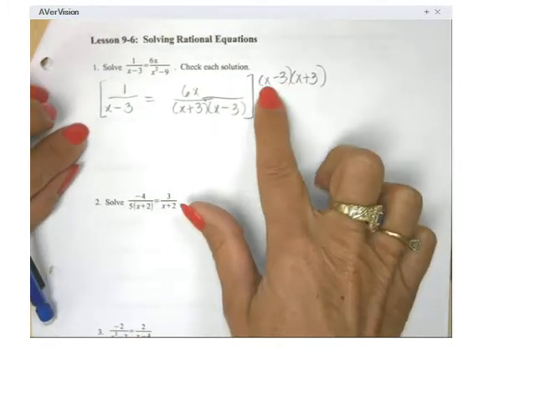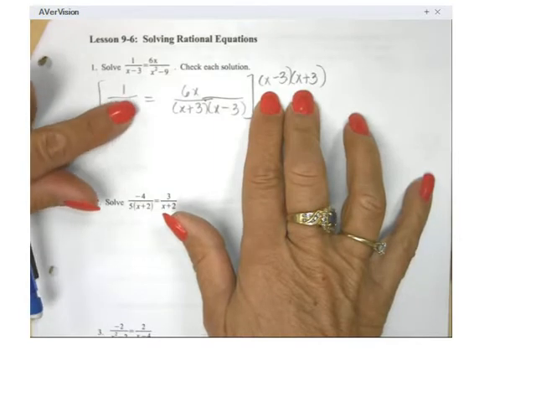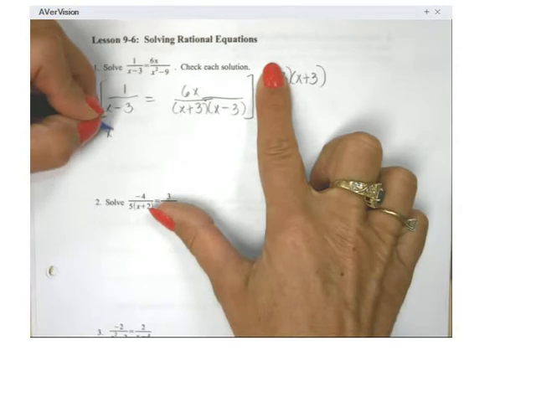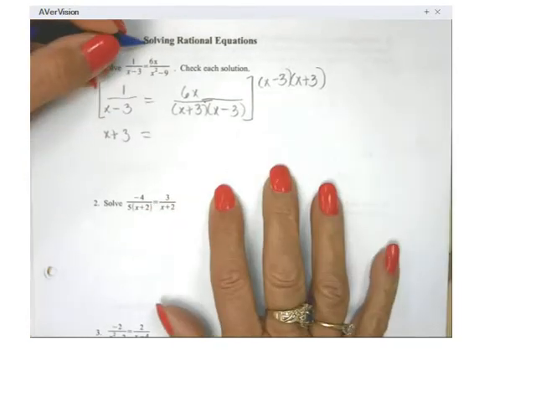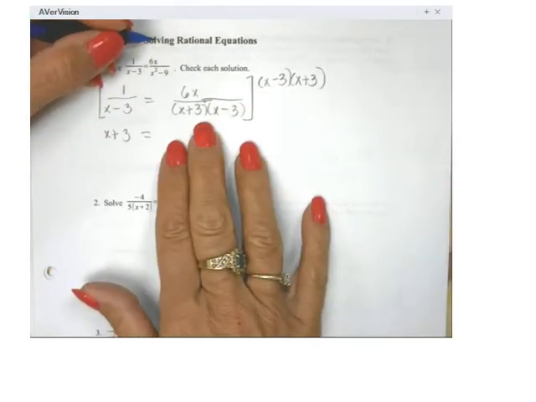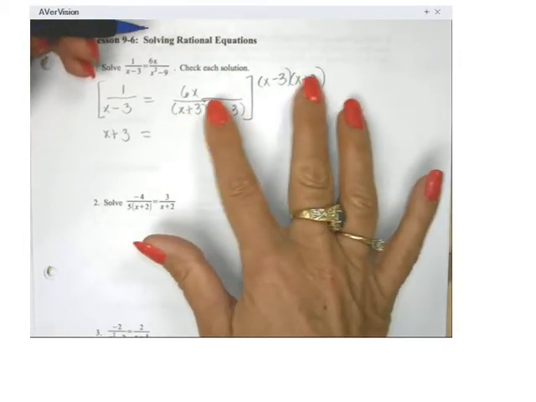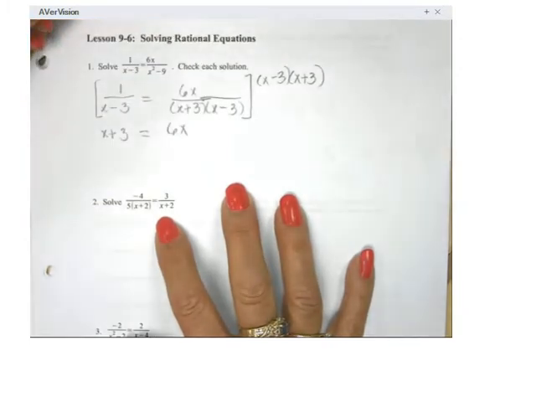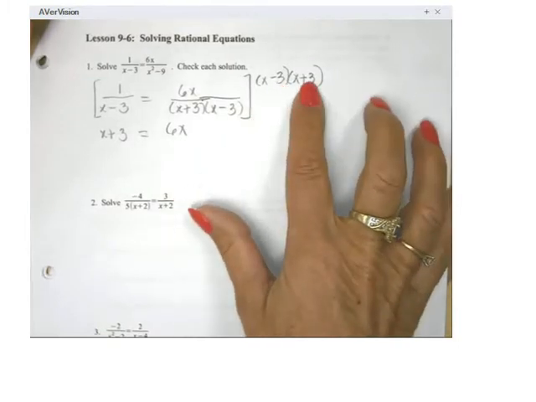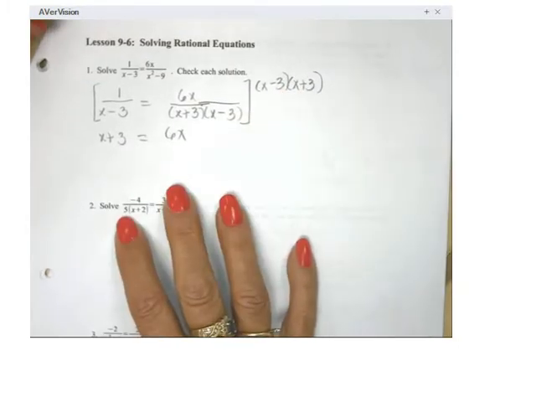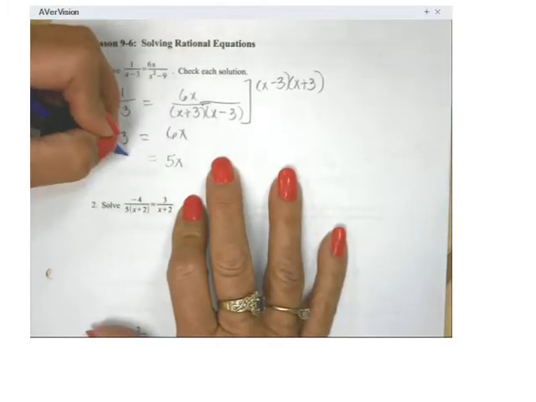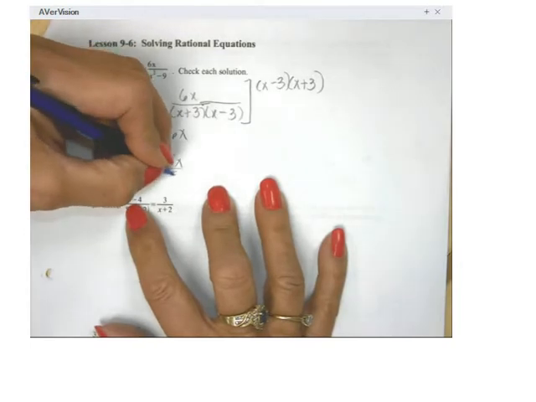So at this point, if I distribute these two factors to the left side, the x minus 3 will cancel out, and I'll be left with 1 times x plus 3, which is x plus 3. Now when I distribute to the right side, the x plus 3's cancel, the x minus 3's cancel, and the only thing I have left is a 6x. So I have cleared my denominators by multiplying through both sides by the least common denominator of all my fractions. And so then I'm going to subtract x from both sides, and then divide by 5.